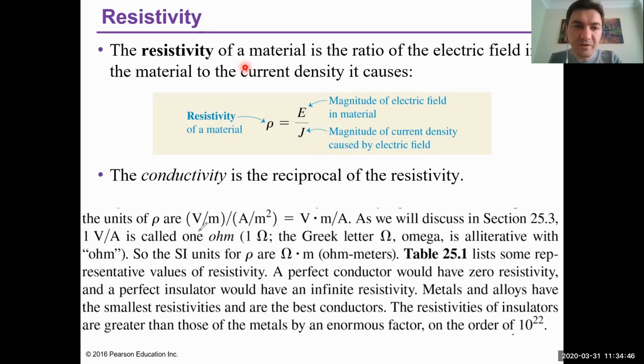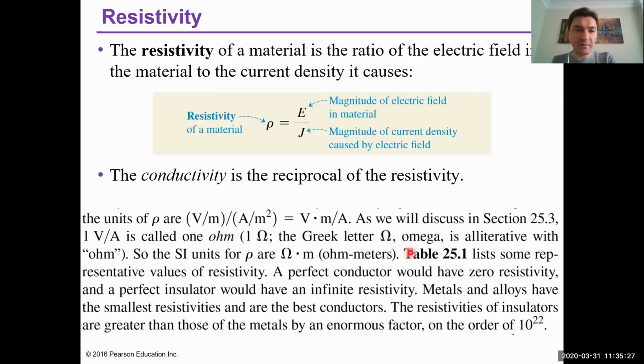So if you put volt per meter for the electric field here, and if you put ampere per square meter instead of current density, then the unit of rho is given by that expression, volt times meter per ampere. So what do you see here? Volt per ampere. Volt per ampere is called ohm, 1 ohm, volt per ampere. So here we have meter. Then the unit of the resistivity is ohm times meter, or ohm meters, we can consider like this.